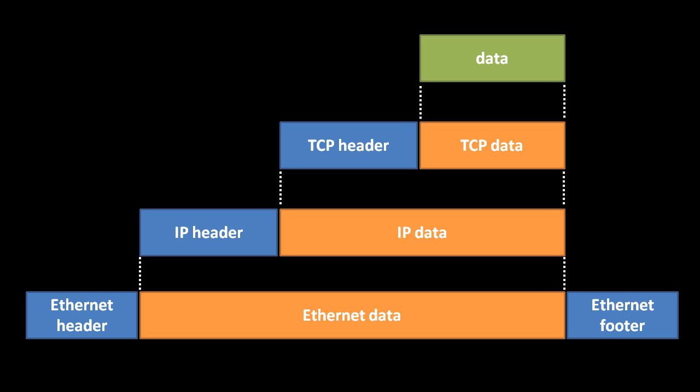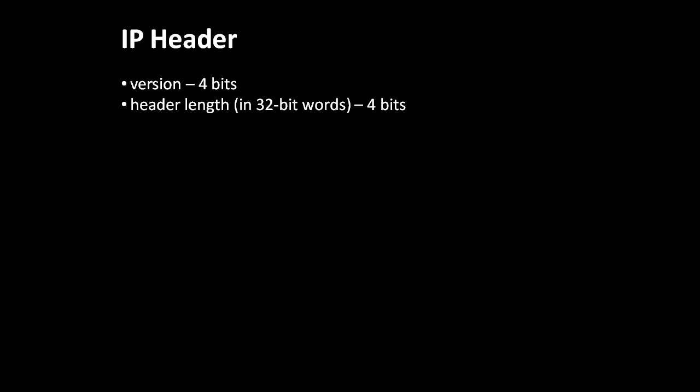Now let's look closer at these protocols. First, to understand IP, we simply need to look at the header. First off, an IP header begins with 4 bits which specify the version number of the IP protocol. The current version of IP is version 4 and has been in use for over 20 years.